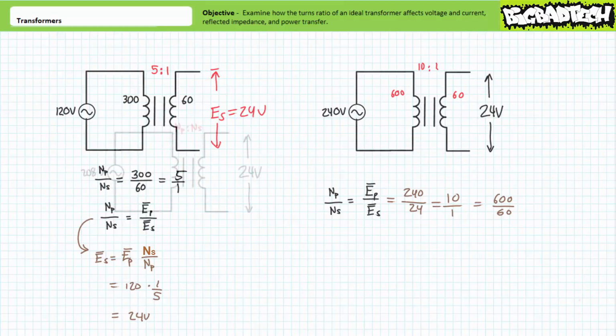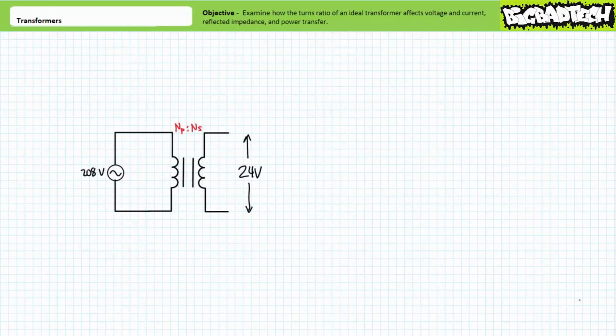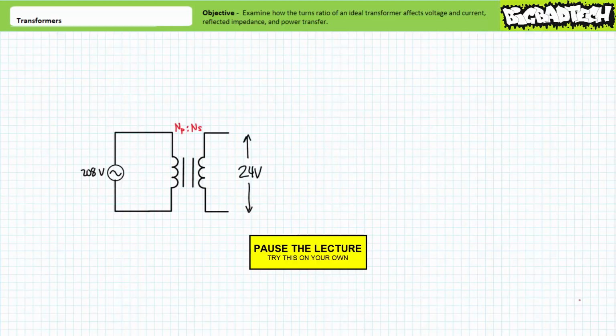Makes sense. Alright, it's your turn. See if you can determine the turns ratio necessary to power the secondary winding with 24 volts AC, given a primary input of 208 volts. By all means, pause the lecture and try this on your own.